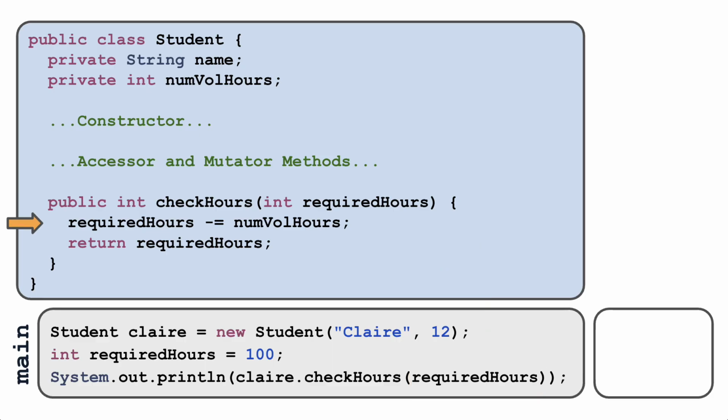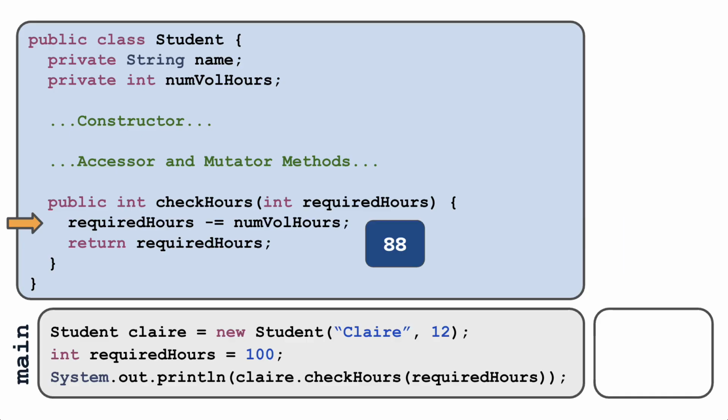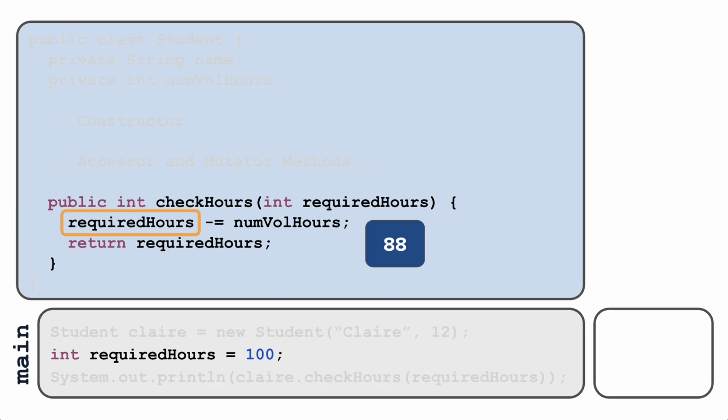Next, the method updates the value of the required hours parameter by subtracting the current value of numVol_hours. Based on the current values of these variables, this expression is 100 minus 12. As a result, the required hours variable in the checkHours method is assigned a value of 88. Note that even though the value of required hours is changed in the method, the original value in the main class is unaltered and remains equal to 100.